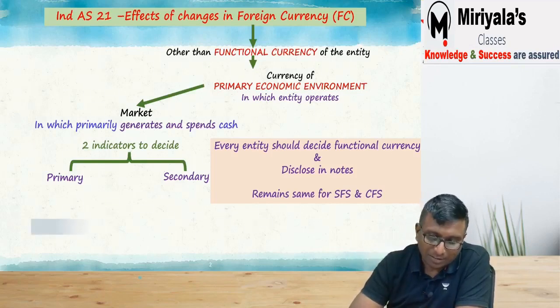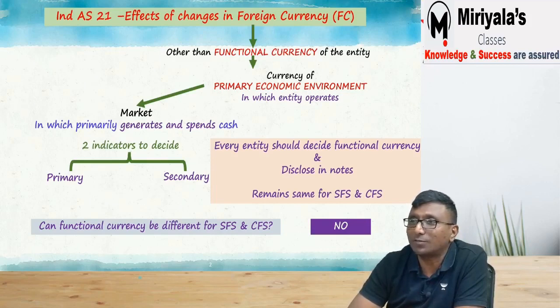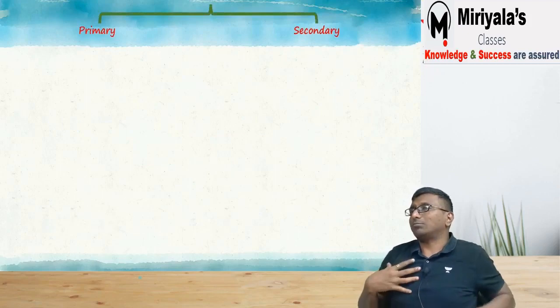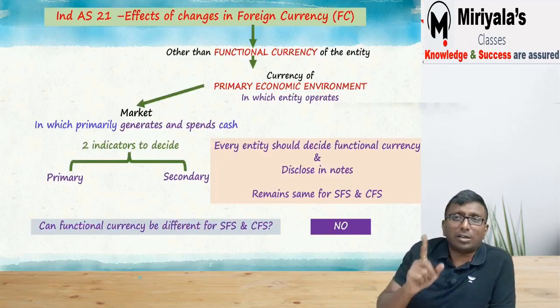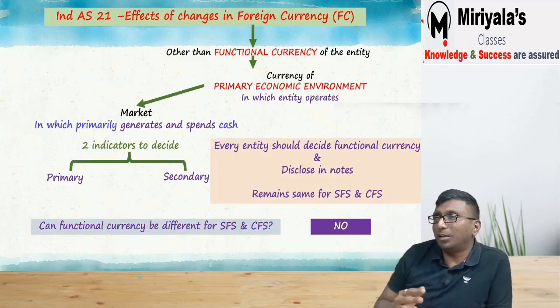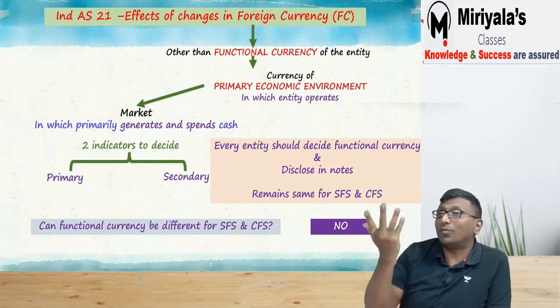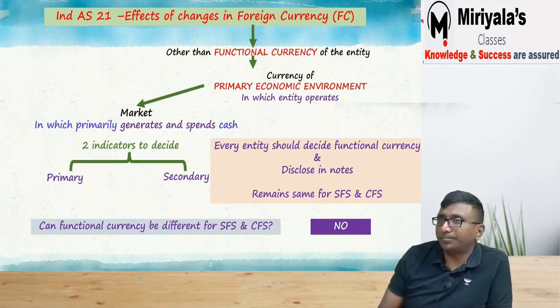So my dear, can the functional currency be different for standalone financial statements and consolidated financial statements? No, it can never be. It has to be the same. I told you, the parent. If I am the parent company, whatever my functional currency is, that is the group functional currency. It cannot be one functional currency for standalone and another for consolidation. That doesn't happen. Is that clear?